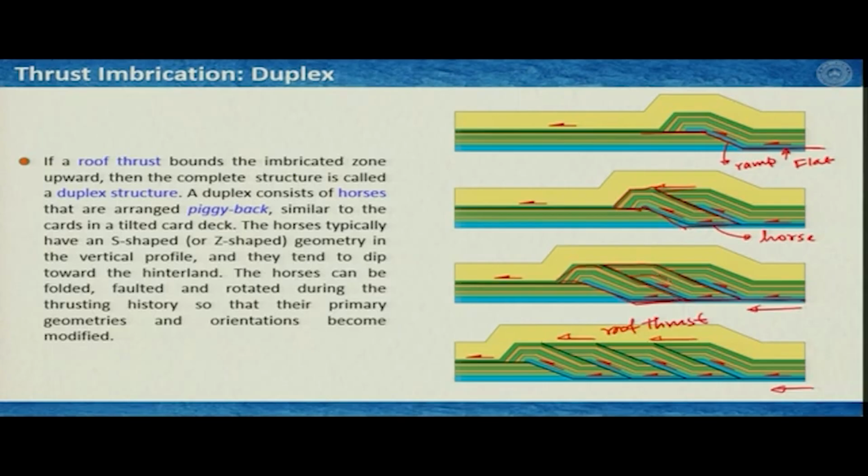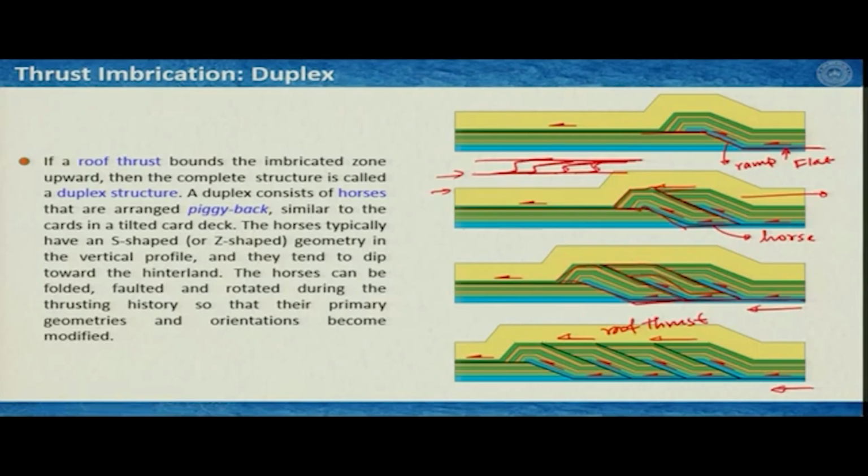So here it is like Z, but if you see it the other way around, if the movement was from this direction, then it would form something like that. So this is your roof thrust, this is your floor thrust, and this would produce horses with an S-shaped structure. And then they tend to dip towards the hinterland. So in this case, this is your hinterland.